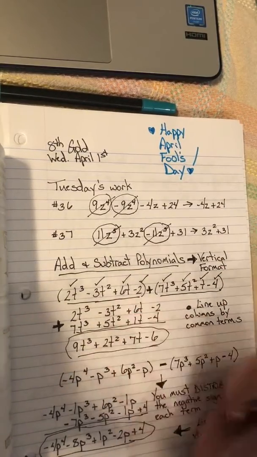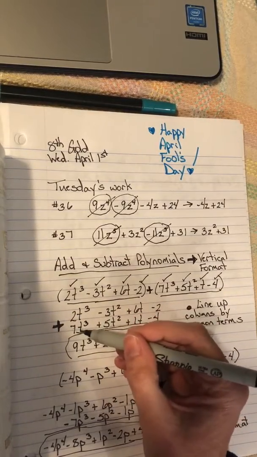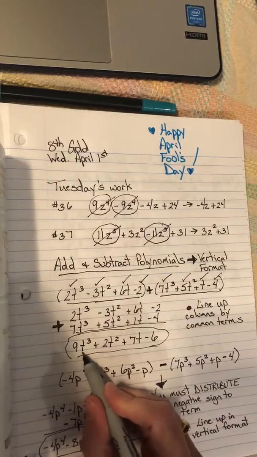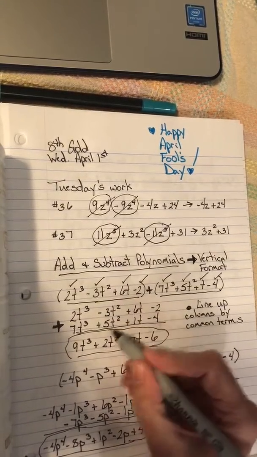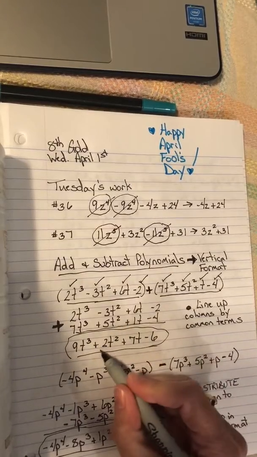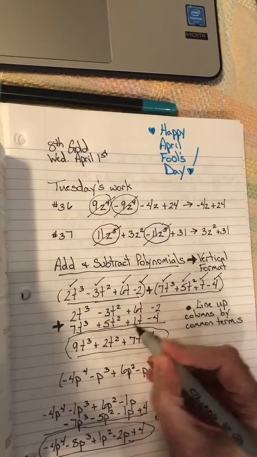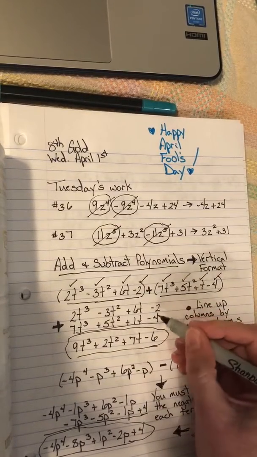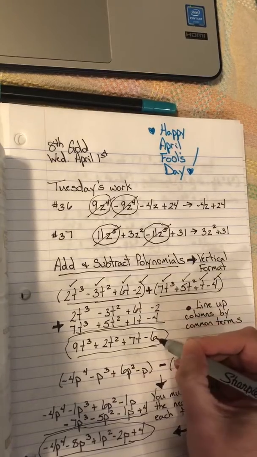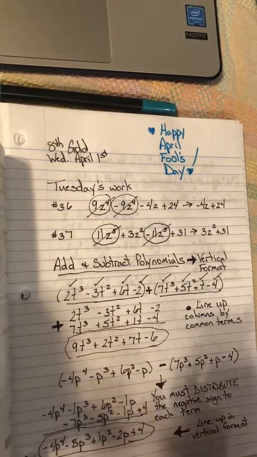Then we just add straight down. 2t to the third plus 7t to the third is 9t to the third. Negative 3t squared plus 5t squared is a positive 2t squared. 6t plus 1t is 7t, and a negative 2 and a negative 4 equals a negative 6. So this would be your final answer.